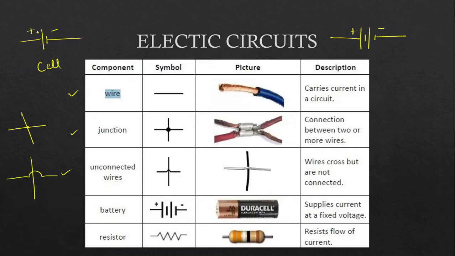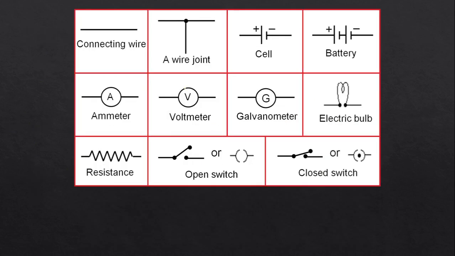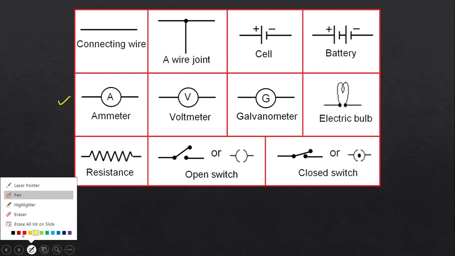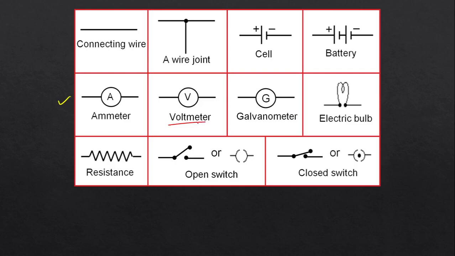So the larger line denotes the positive side of the battery, and the small line denotes the negative side of the battery. Now there are other components like the ammeter. Ammeter is used to measure current flowing through the circuit. Then we have the voltmeter. Voltmeter is used to measure potential difference. You don't have to worry about the galvanometer for the time being.